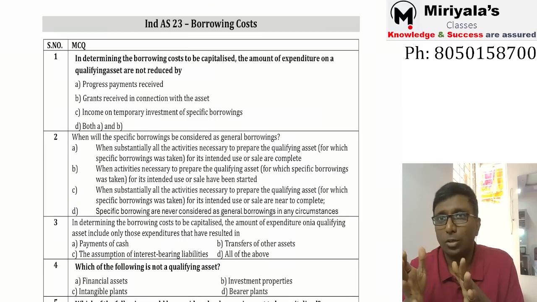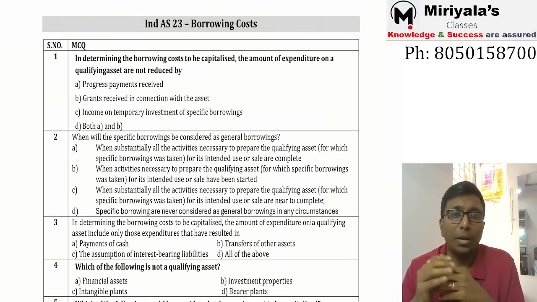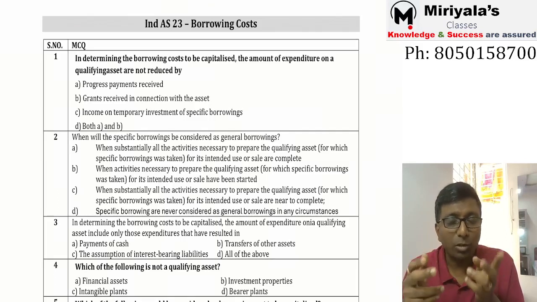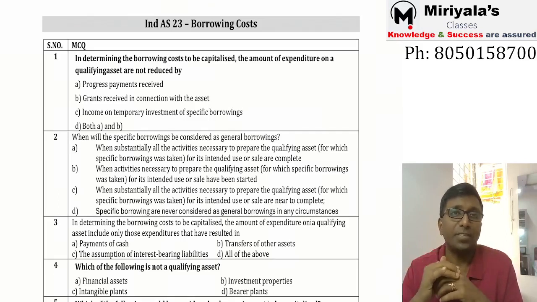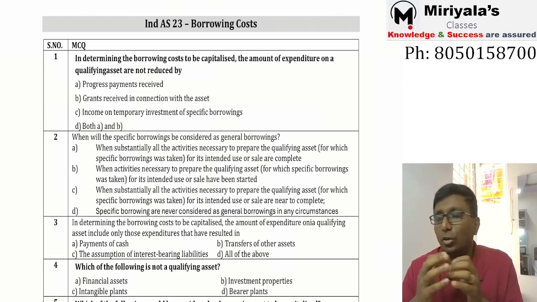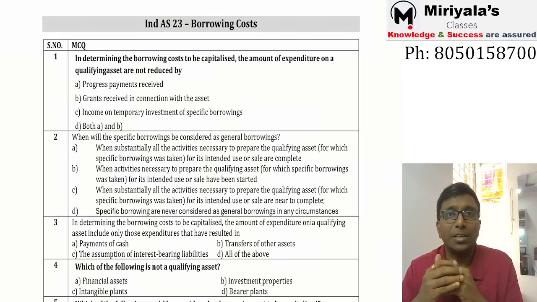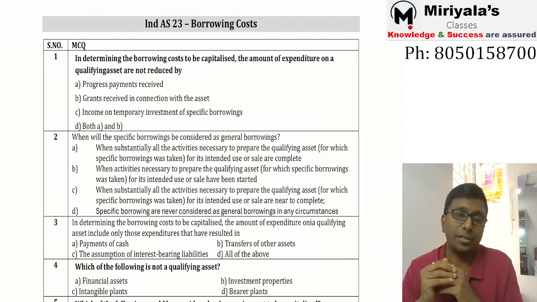So what is borrowing cost? Basically, the costs which are directly related to the borrowings. I am incurring them only because I have borrowed; otherwise I would not have incurred them. That is borrowing cost. So what are borrowing costs? Borrowing costs are nothing but the effective rate of interest, that is interest expenditure.